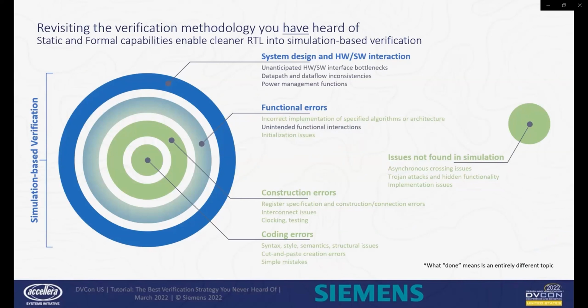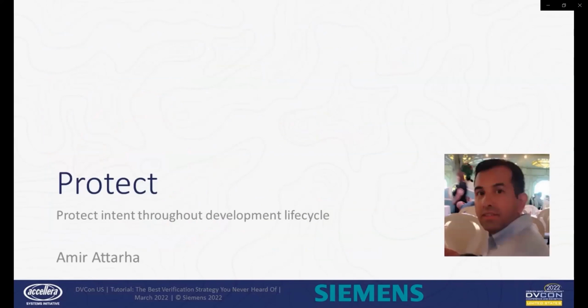Going back to Harry's premise of addressing the verification crisis through producing clean design, proving intent, and protecting to ensure design intent, these capabilities have freed the simulation cycles to focus on the remaining functional errors, as well as system design and hardware-software interaction. In addition to RTL intent-driven verification, hardware-accelerated platforms have become indispensable due to the increasing size of SoCs and the necessity of running real software applications before tape-out. Amir Aderha will discuss the Siemens EDA Veloce emulation and prototyping solution.